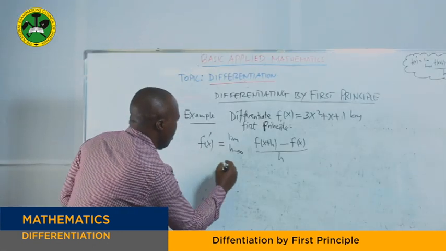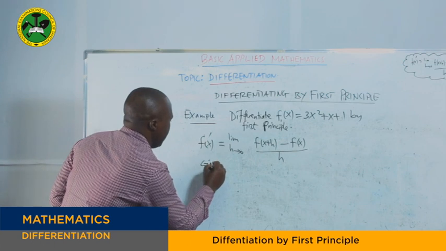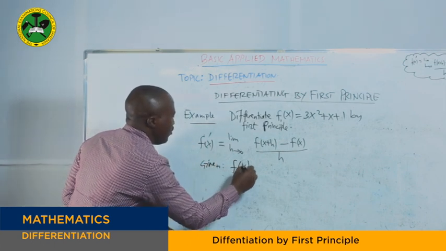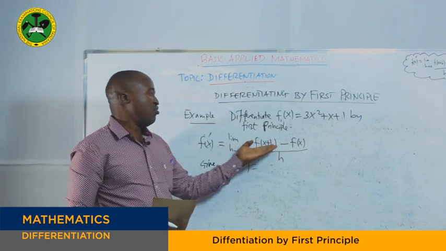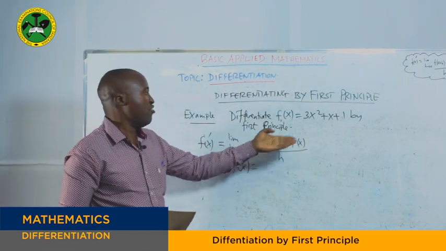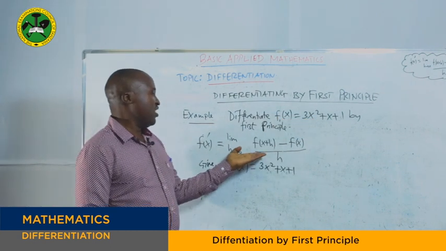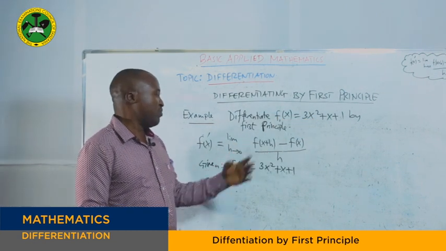Now, given, what is the value of f of x? Because in our function we have f of x. Remember, f of x is the function you have been given. Okay, so let us get the value of f of x plus h.